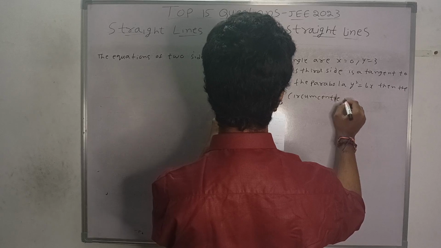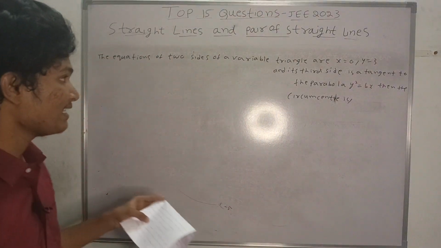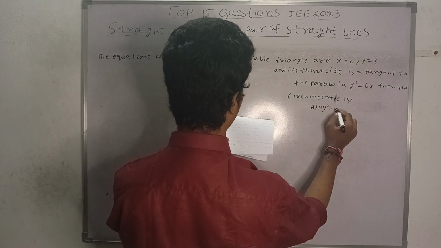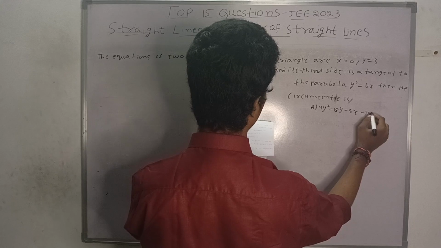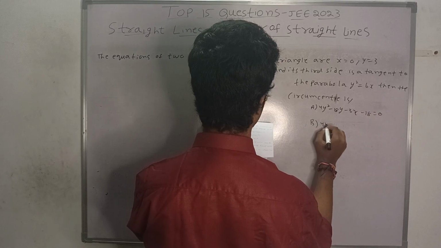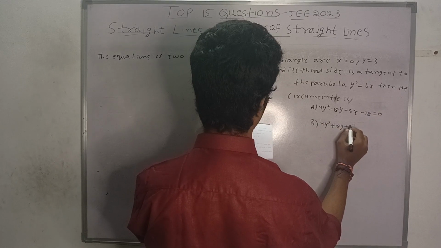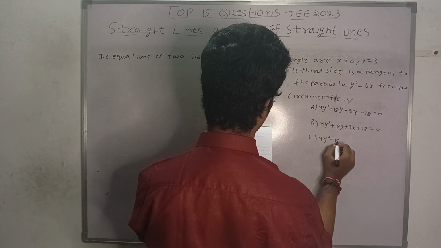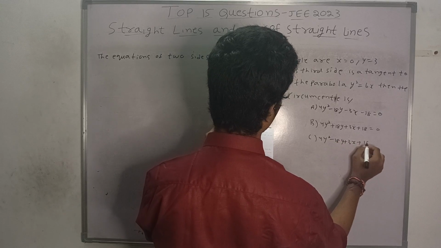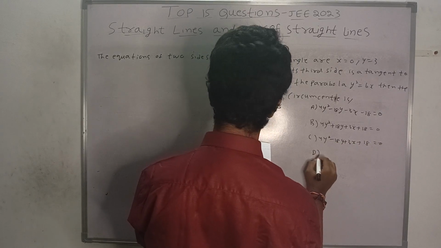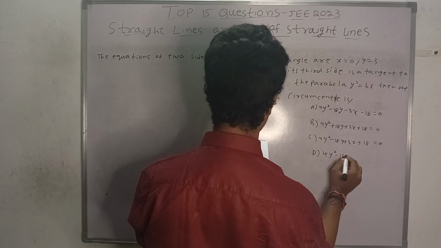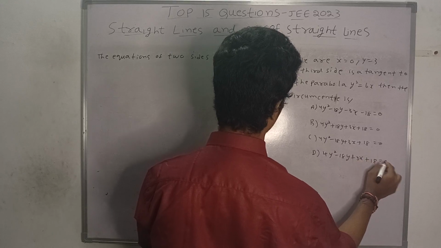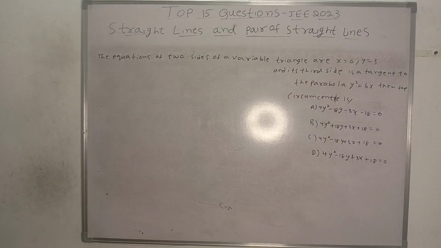The circumcenter is, so basically they are asking the locus of the circumcenter, and the options are: A, 4y square minus 18y minus 3x minus 18 equal to 0; option B is 4y square plus 18y plus 3x plus 18 equal to 0; option C is 4y square minus 18y plus 3x plus 18 equal to 0; and option D is 4y square minus 18y minus 3x plus 18 equal to 0. So basically this is the final question.